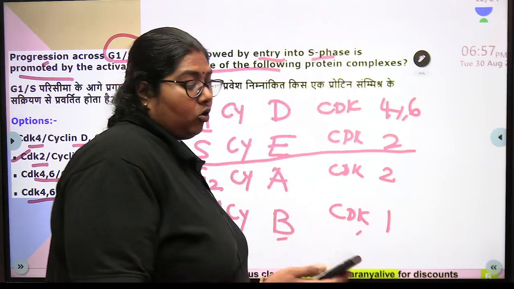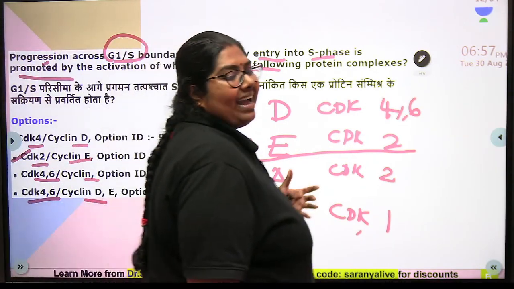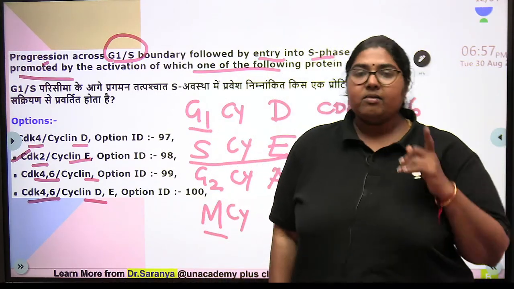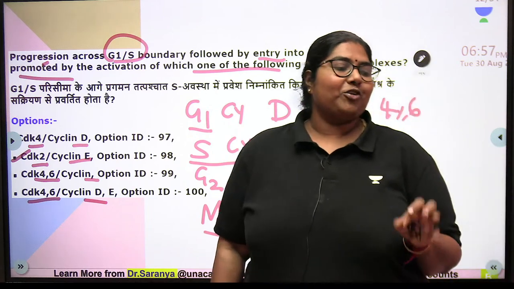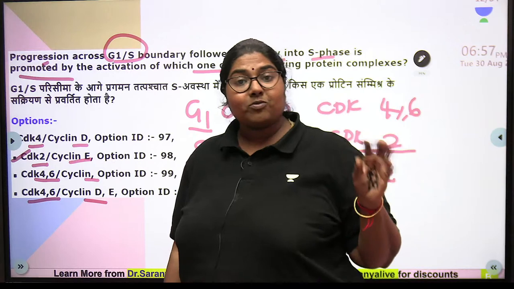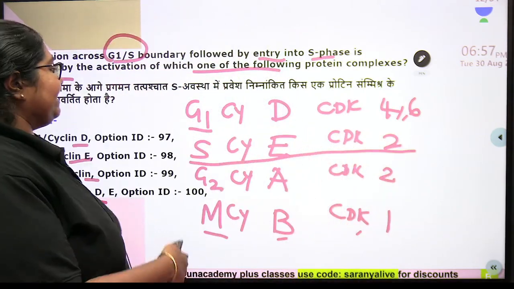So please don't forget to revise these basics. Basics are always standard. CSIR is not asking from somewhere else. If you know the concepts, definitely you can answer. But the only trick is you have to read the question paper properly. You have to understand that all the questions are there. Don't get stuck on a few questions and don't skip the easy ones.